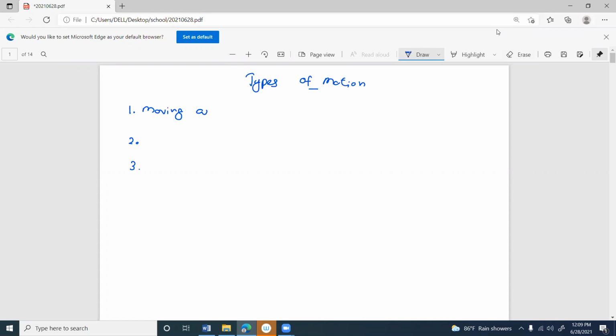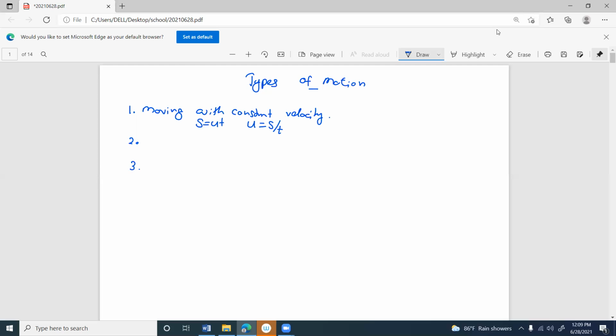Moving with constant velocity. For this situation, we can simply apply the S equals UT formula. Then you can write U equals S over T. That's a fact we need to understand. Okay.